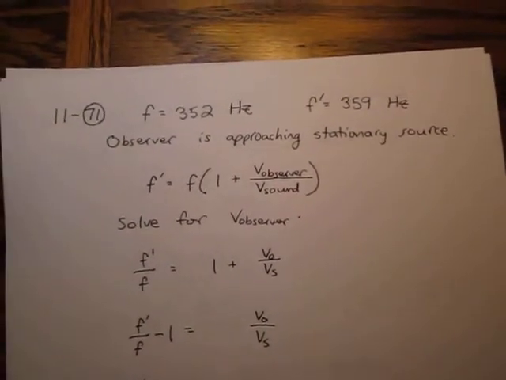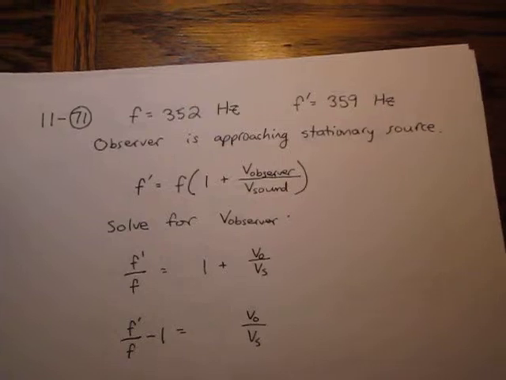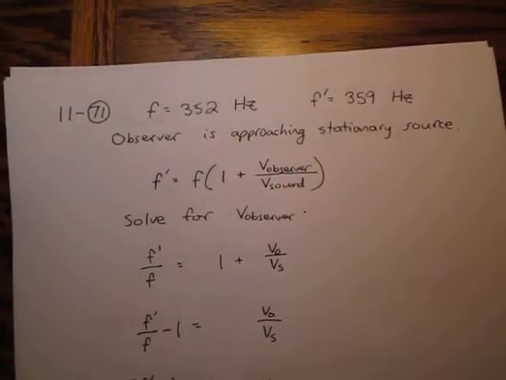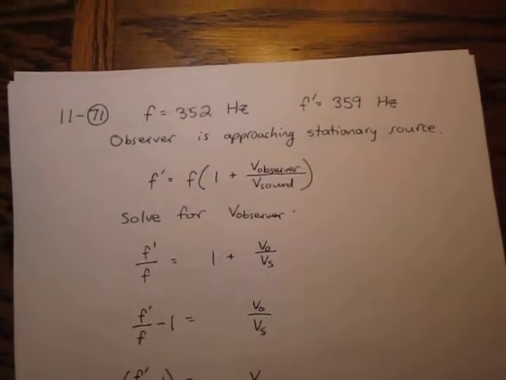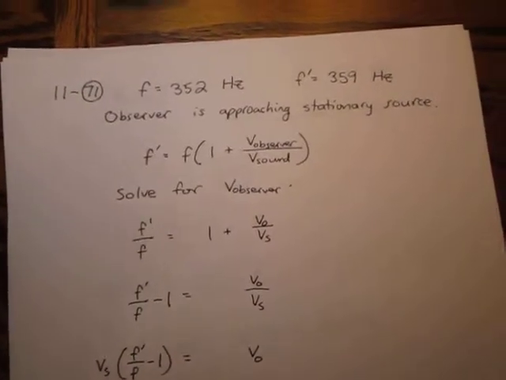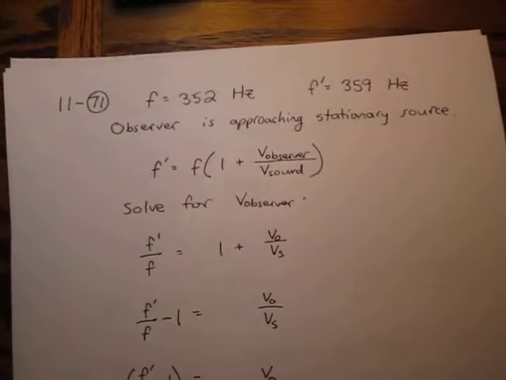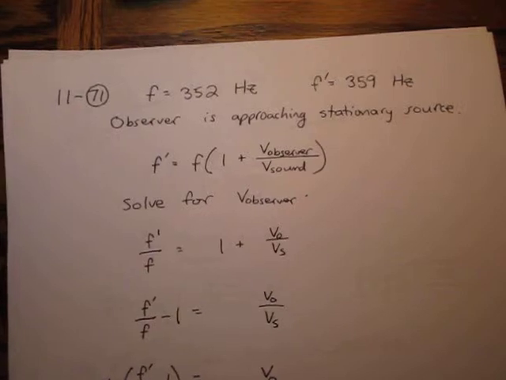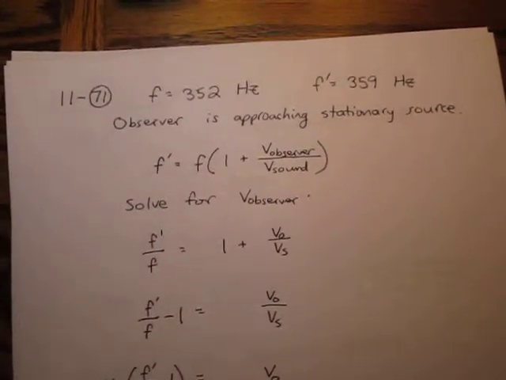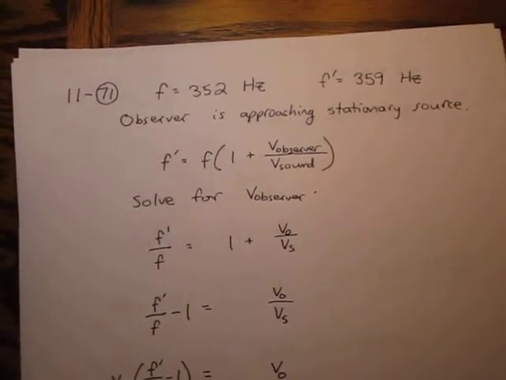So first, it's important to recognize that we're dealing with the observer approaching a stationary source. So we use the equation f prime equals f times 1 plus the speed of the observer over the speed of the sound. And the question is asking us to solve for the speed of the observer.